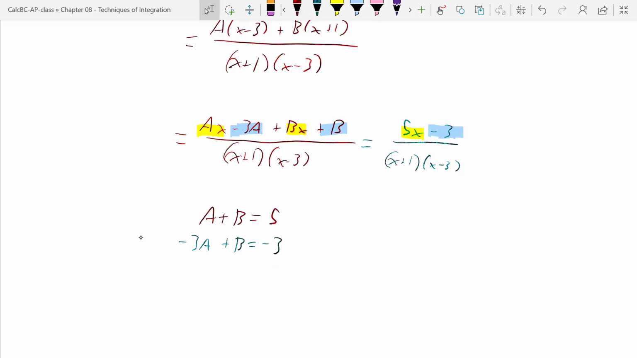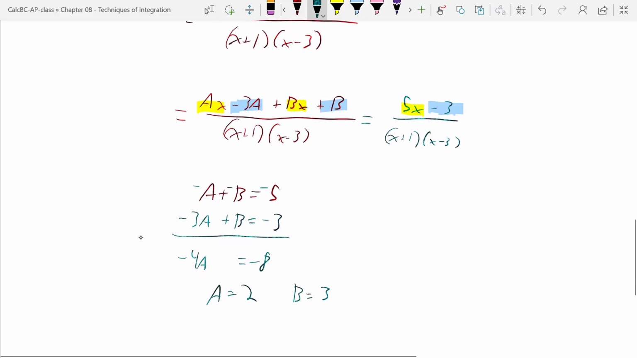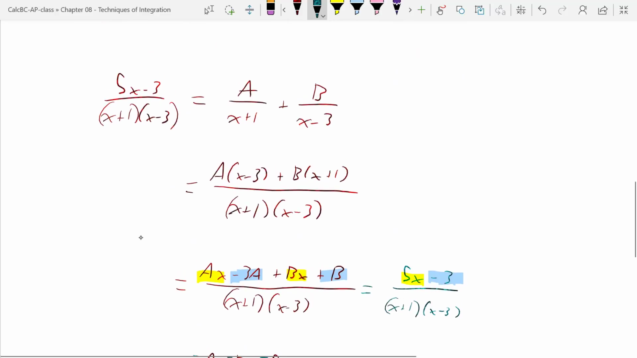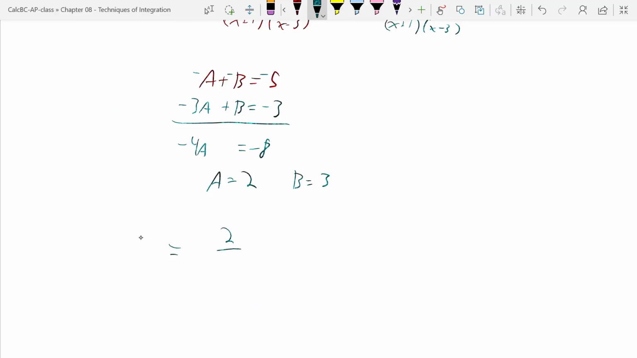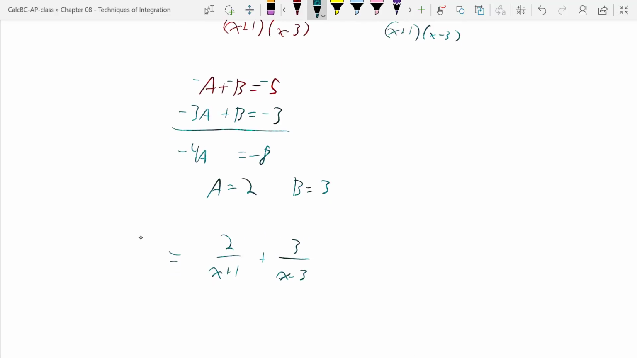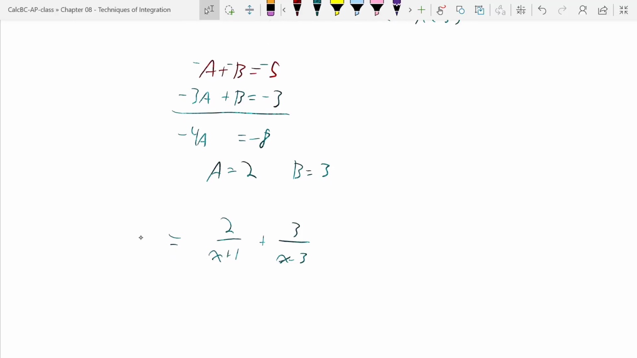Well, this is just a system, and it's a system that's set up if I make the top one all negative, and I add vertically, I get negative 4a equals negative 8, or a equals 2. If a equals 2, then b is equal to 3, and I can go back up to the a plus b that we had, this one, and just do a substitution. I know that it's equal to 2 over x plus 1 plus 3 over x minus 3. So that's decomposing by partial fractions.